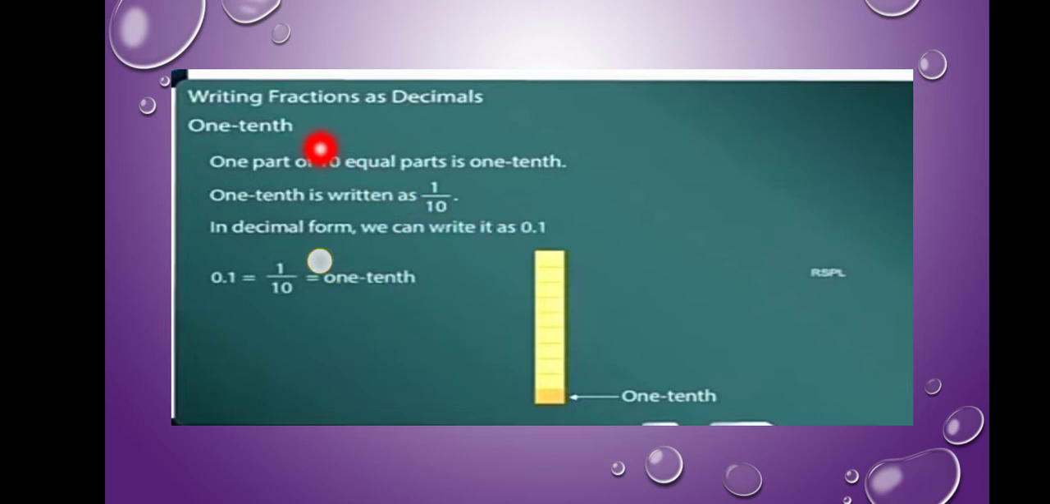Here we have 1/10. That means 1 part of 10 equal parts in 1 is 1/10. Like if you have anything that you divide into 10 equal parts, and one piece or one part in that is called 1/10. 1 out of 10. So 1/10 is written as 1 by 10. In decimal form we can write it as 0.1. Therefore 0.1 is equal to 1 by 10 and that is equal to 1/10.